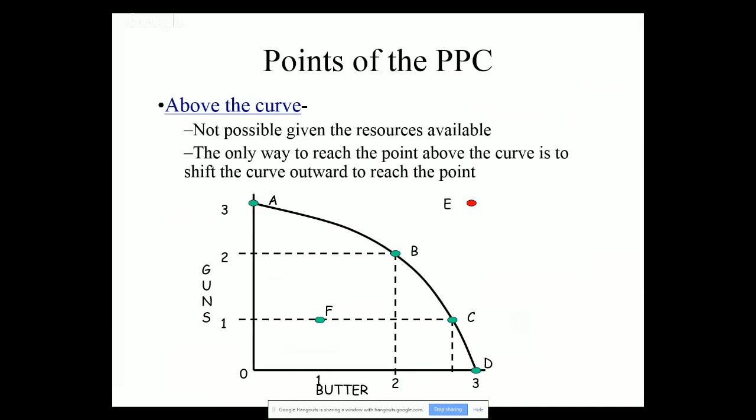So how can we get to point E? The way to get to point E is to actually shift the curve to the right or outward so that the curve becomes larger and then will encompass point E. And we would do that by getting more resources. We would need more resources to be able to produce 3 guns and 3 butters, which would be at point E.